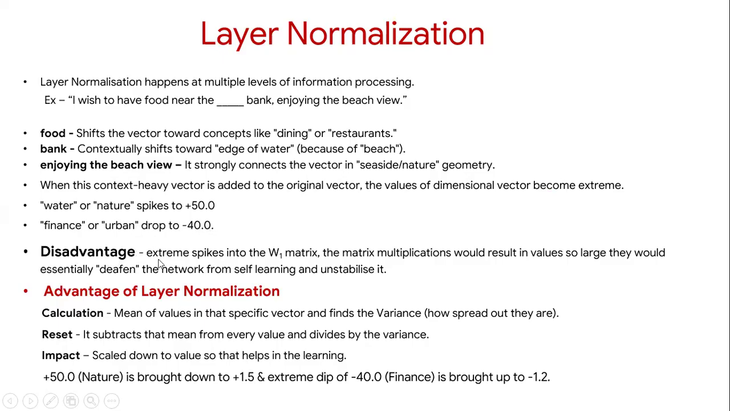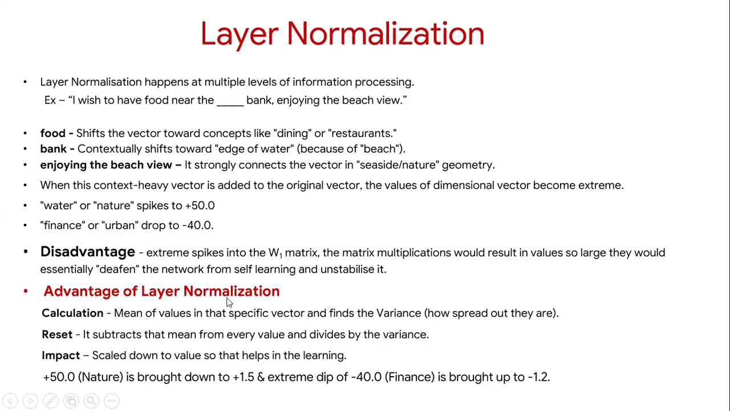The disadvantage is the extreme spike in the W1 matrix. The matrix multiplication will result in high values that essentially prevent the network from self-learning, due to the variation of limits in the W1, from plus 50 to minus 40. The self-learning mechanism of the LLM will get destabilized. So to avoid this, layer normalization is necessary.